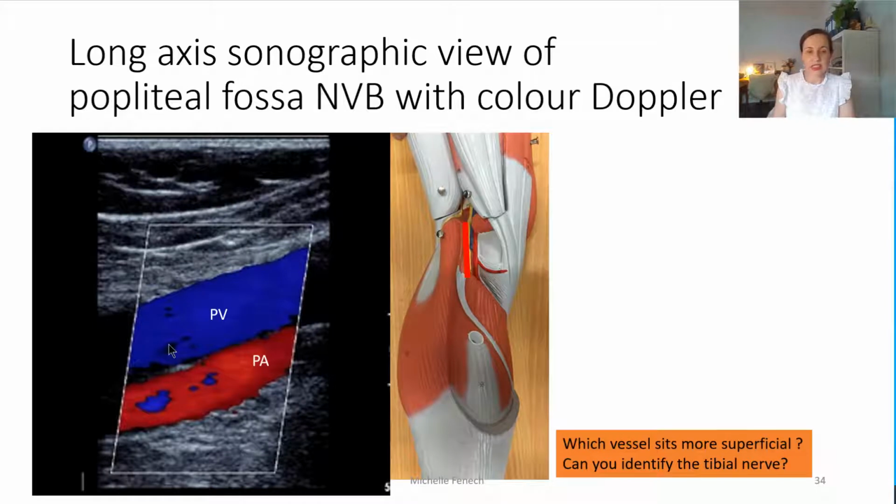We can look in long axis. If we put the probe in this orientation in the back of the knee, we would see the popliteal vein superficial to the popliteal artery when we looked from the posterior aspect of the knee.